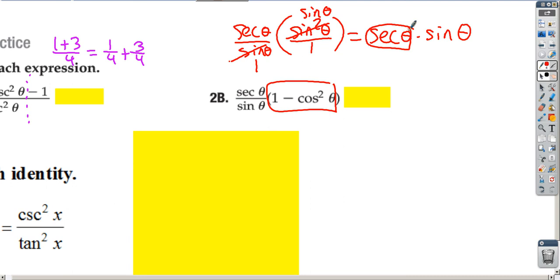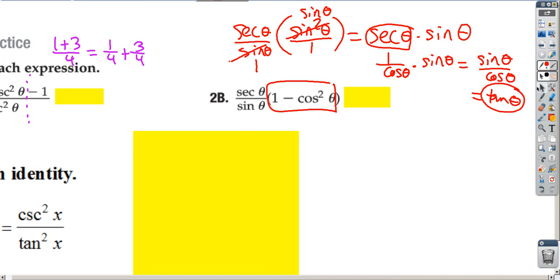So this thing is 1 over cosine. And then it's times sine, so this becomes sine over cosine, and that's another identity that we've seen before. Sine over cosine is equal to tangent of theta. So that is the simplified version. Let's just check this one.